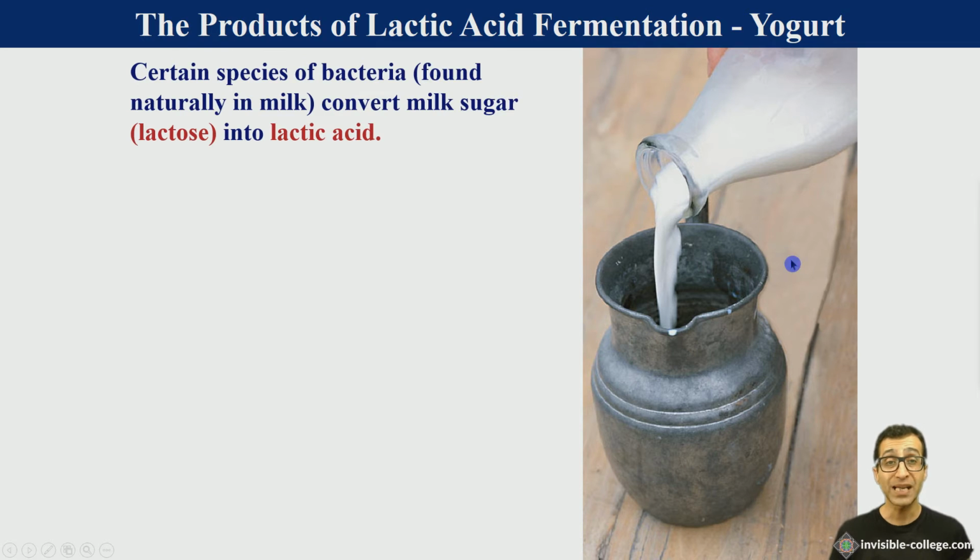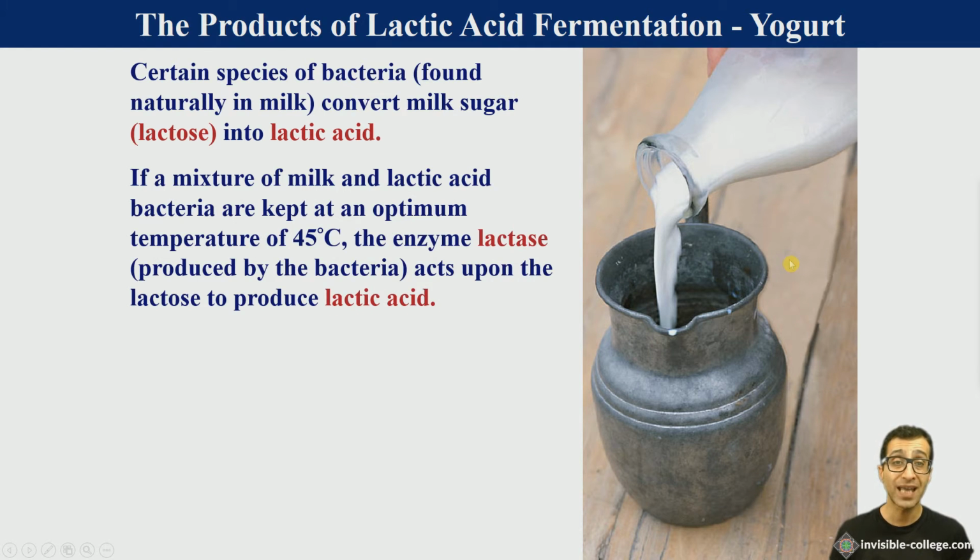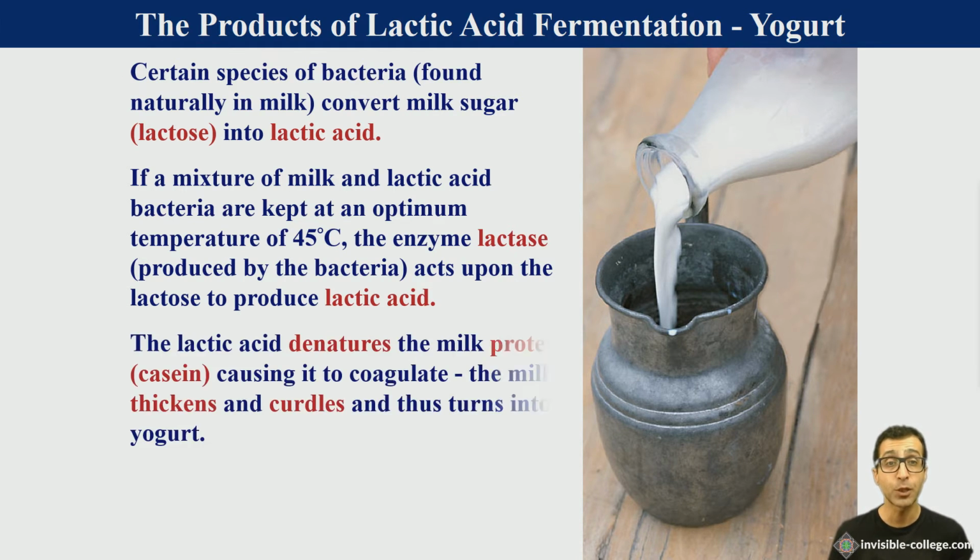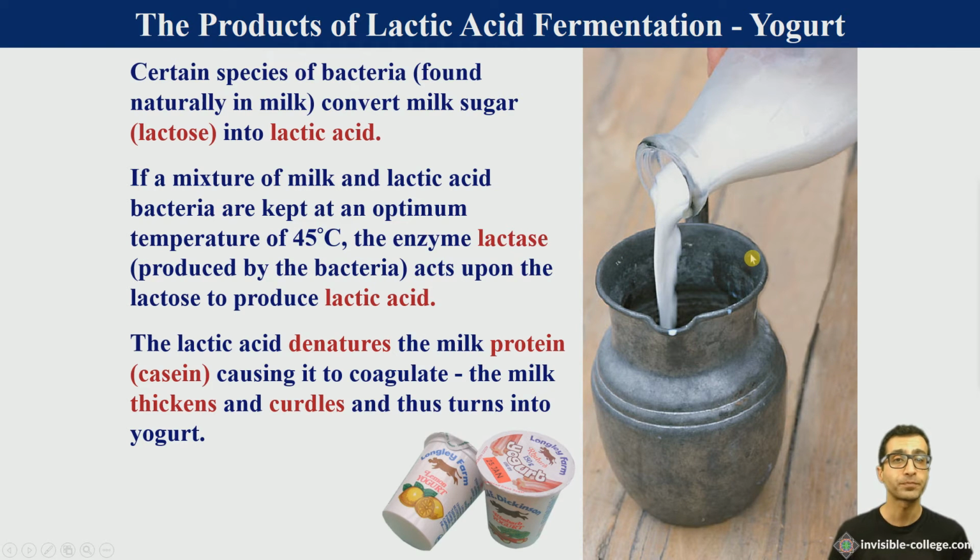acid. Now if a mixture of milk and lactic acid bacteria are kept at an optimum temperature of around 45 degrees centigrade, the enzyme lactic acid produced by the bacteria can act upon the lactose to produce lactic acid. Now it's this lactic acid which will denature the milk protein casein, and this causes the milk to coagulate. The milk then thickens and curdles, and this then turns that milk into yogurt.